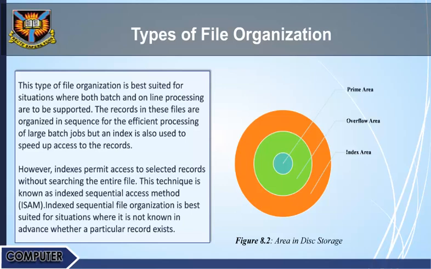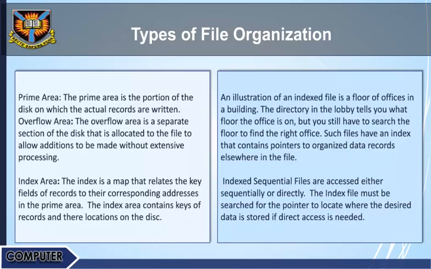Prime area, overflow area, index area. Prime area. The prime area is the portion of the disk on which the actual records are written. Overflow area. The overflow area is a separate section of the disk that is allocated to the file to allow additions to be made without extensive processing. Index area. The index is a map that relates the key fields of records to their corresponding addresses in the prime area. The index area contains keys of records and their locations on the disk.